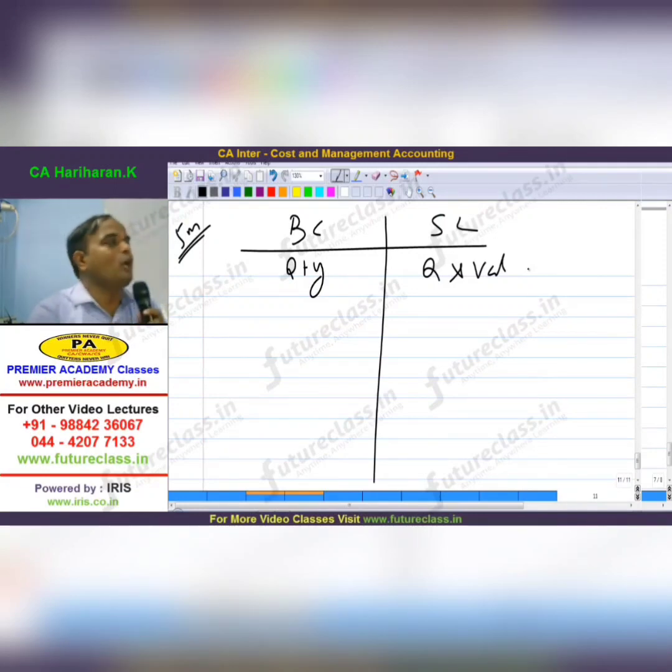Wherever we store the raw material, that is the bin. Are you with me? Now, bin is nothing but a container. Is the container important or the content important? Content is important.